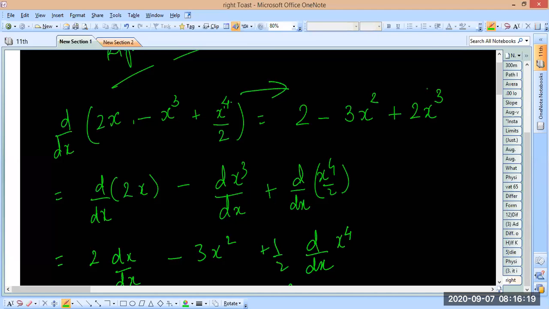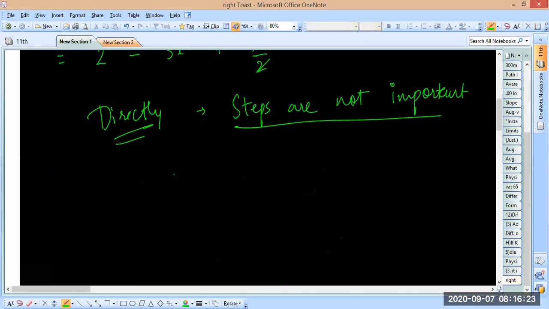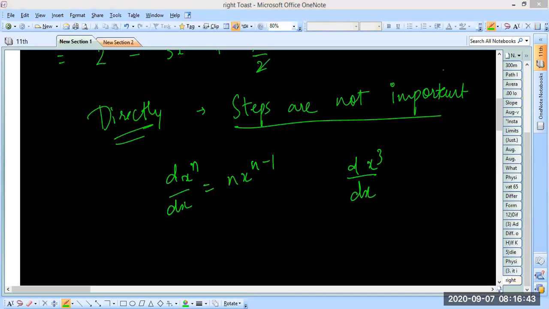How is it 3x squared? Okay. Gracie, this rule, d by dx x raised to n is equal to n x raised to n minus 1. So if it is x cube, then what is the value of n? Gracie, you tell me. What is the value of n? Hurry up. No, Raj, that's not how it works. Yes, Gracie, correct. It is 3.